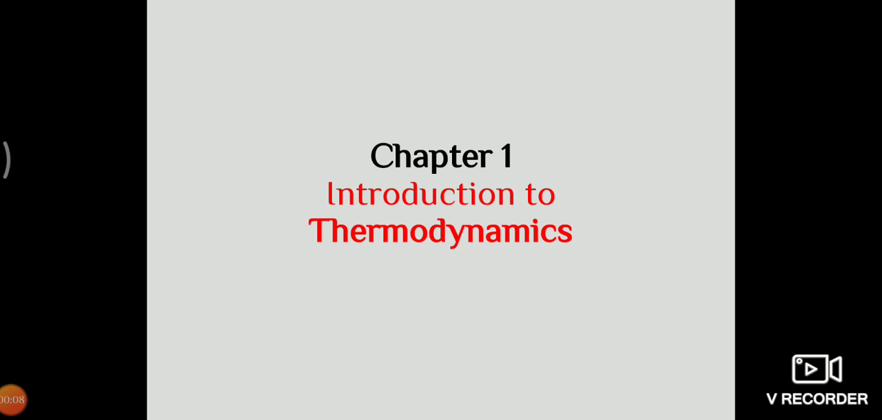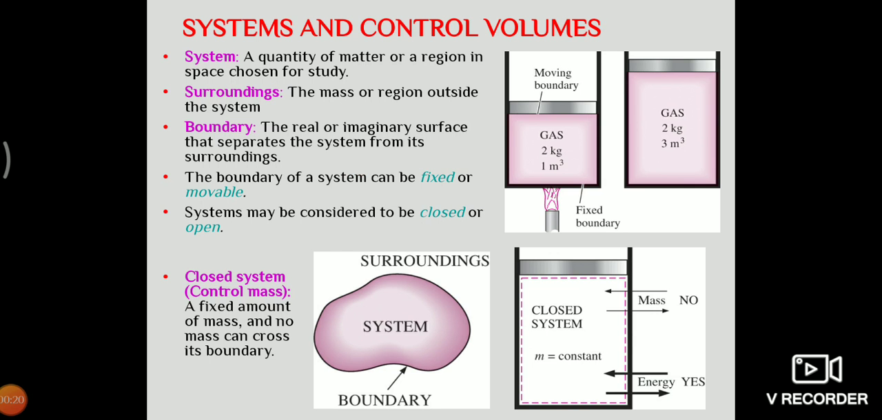In our last lecture we discussed the basics of thermodynamics, what its origin is, and what the different uses of thermodynamics are, and how it can be useful for students. In today's lecture we are going to discuss the different types of thermodynamic systems, surroundings and boundaries, and their control volumes.